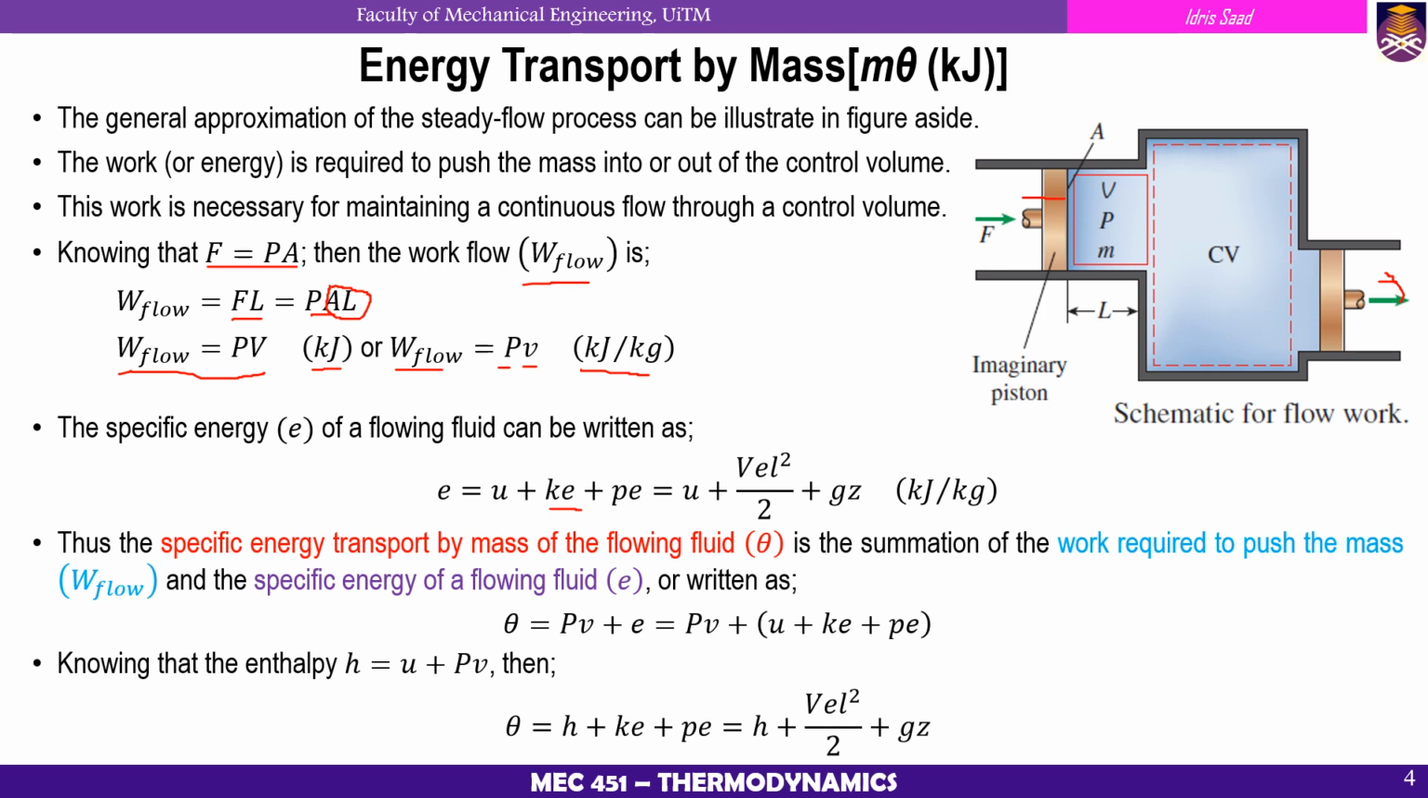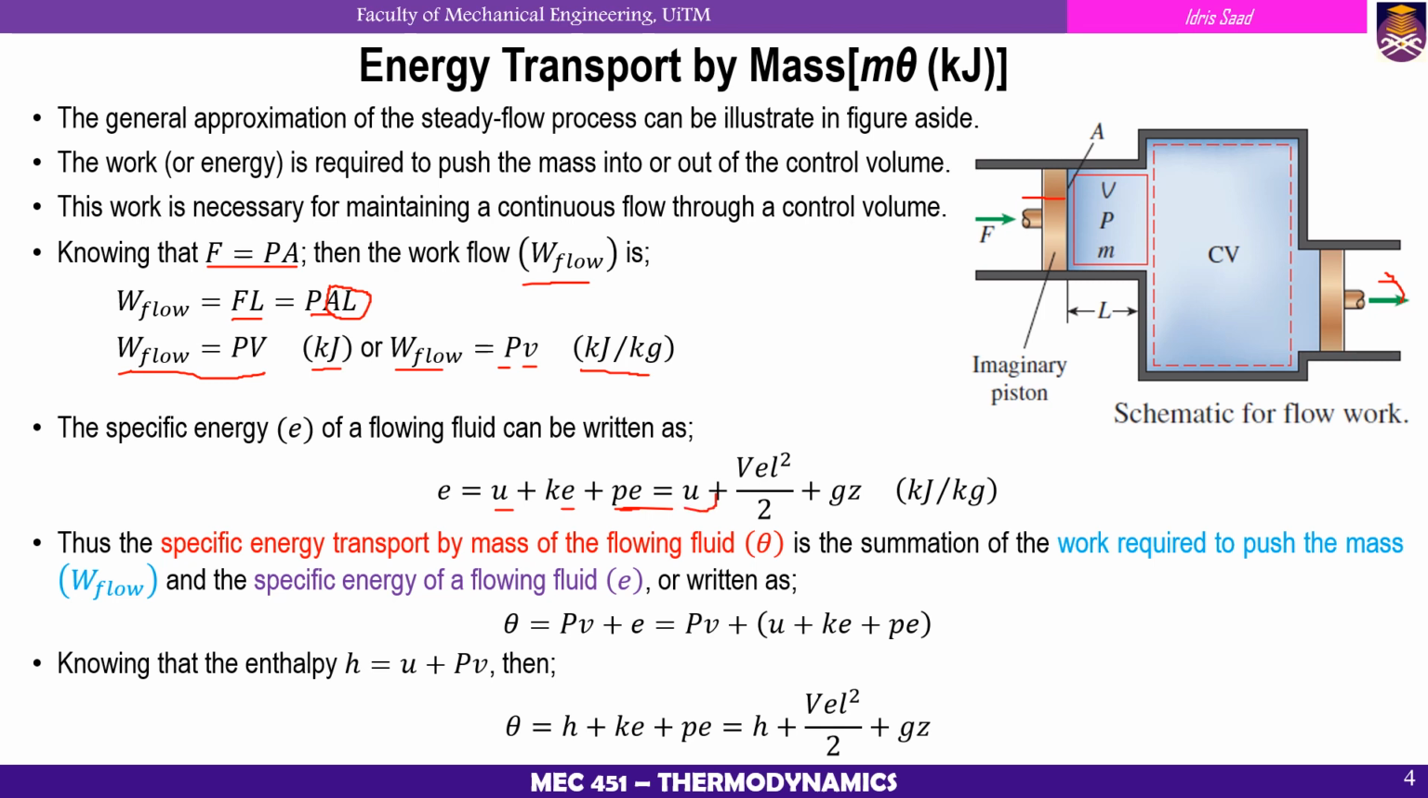Furthermore, if the fluid flow from the inlet and outlet of the system involves different heights, then gravity will take effect to form a potential energy of the fluid flow. Therefore, the specific energy of the flowing fluid can be written as internal energy plus kinetic energy plus potential energy. Or we can convert it into their formulas.